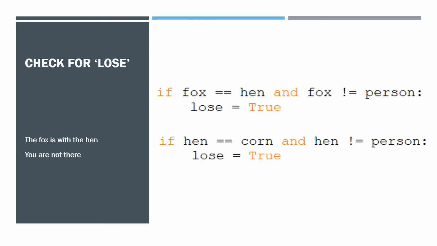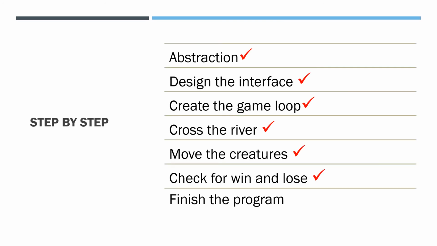And there it is. If the hen is with the corn but not with the person, then you've lost the game. Right, we're nearly there now. We're right towards the end of our list of tasks. Now I'm just going to finish the program. What I'm going to do is change the while loop so that the game stops when I either win or lose, and then there's just a message at the bottom to tell me if I've won.